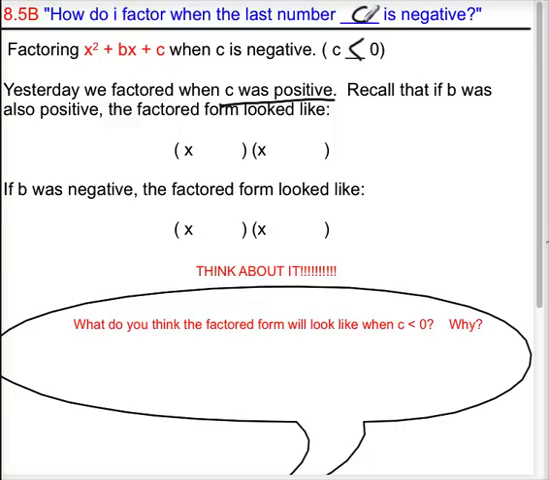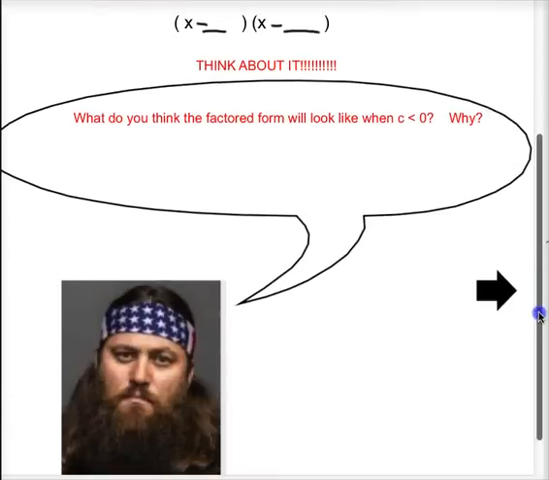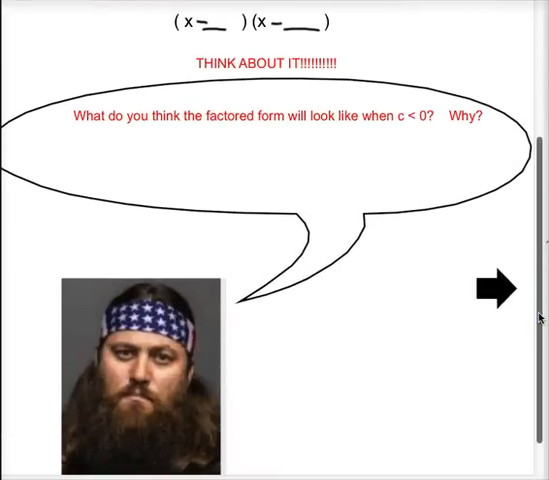Well, we end up with a factored form that looked like this: x plus a number times x plus a number. Or if the x term is negative, you could have x minus a number, x minus a number, because two positives multiply to be a positive, and two negatives multiply to be a positive. So today, when we're transitioning to thinking about C being negative, that last number being negative, we need to consider, how do two numbers multiply to be negative?